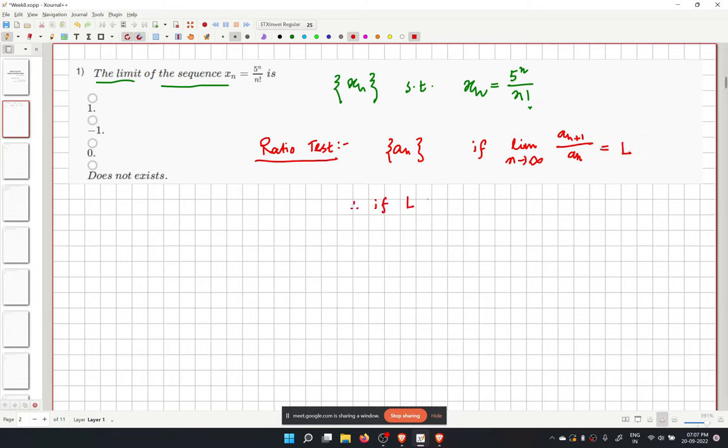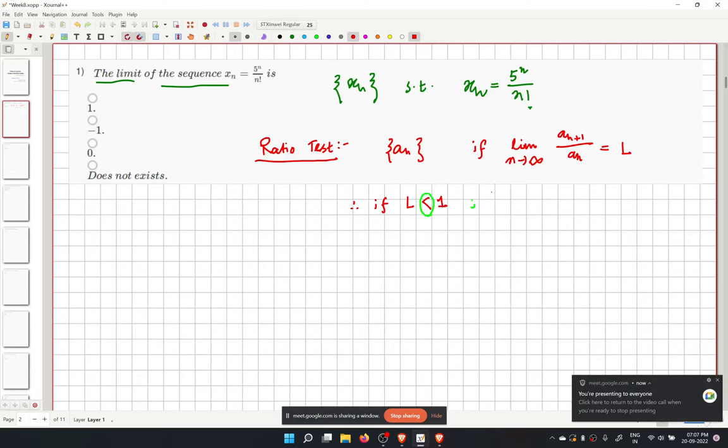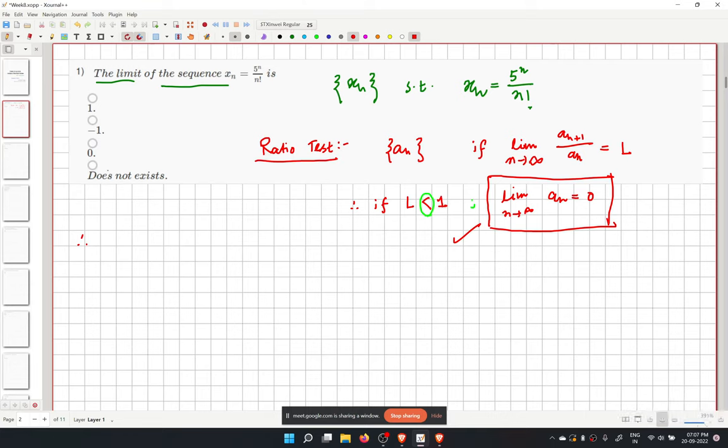then if L is less than 1, remember the sign here, it is less than, not less than or equal to, then the limit as n tends to infinity of an goes to 0. So we are going to use this result to check whether the sequence given here converges or not, and from there we can check the limit.